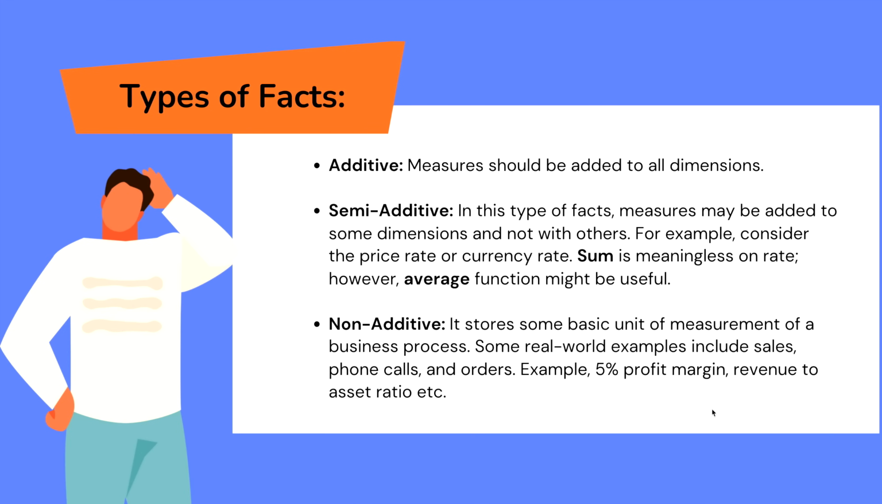And lastly, the non-additive one. It stores some basic unit of measurement of a business process. Some real-world examples include sales, phone calls, and orders. For example, 5% of profit margin, revenue to asset ratio, etc. All these are non-additive facts.